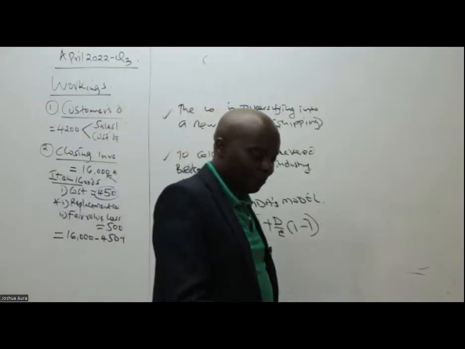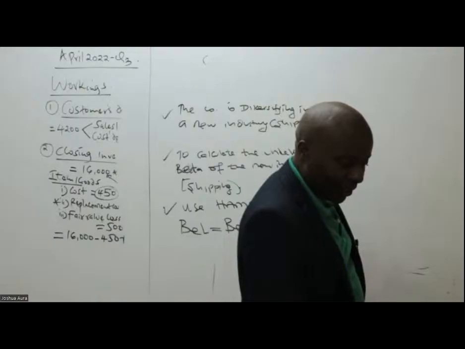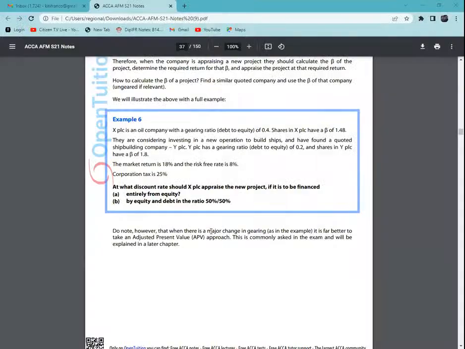Now come here, slowly. These are things that will trouble you a lot if you don't know them. Now, XPLC is an oil company with a gearing ratio, debt to equity, of 0.4. Shares of this XPLC have a beta of 1.48. So the beta of this own company, 1.48, is irrelevant.